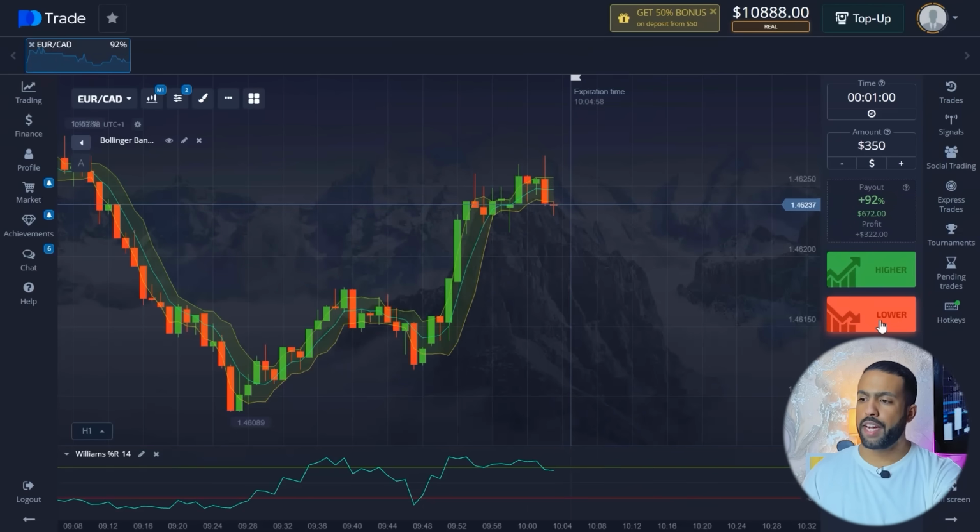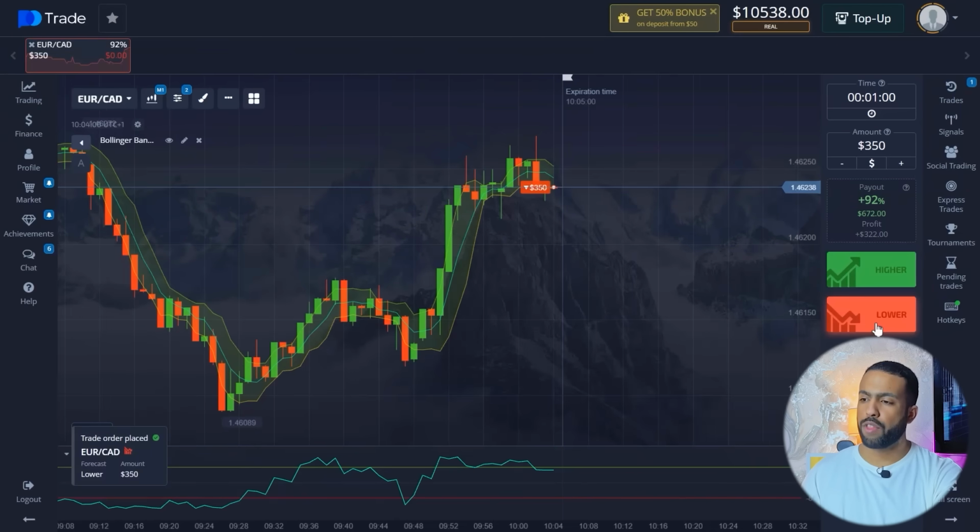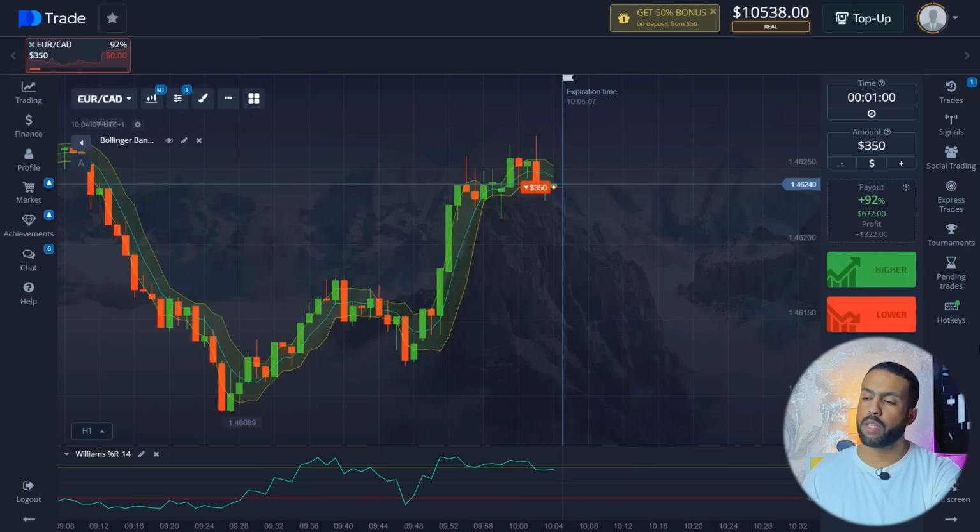Let me continue trading. I'm going to make a down trade for $350 for 1 minute. And this time the price, declining, broke through the lower limit of the Bollinger Bands indicator, thereby giving me a signal about a possible price decline. And I suggest monitoring the chart for now, and let's continue with our topic.